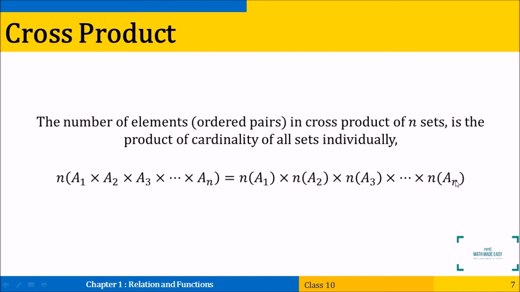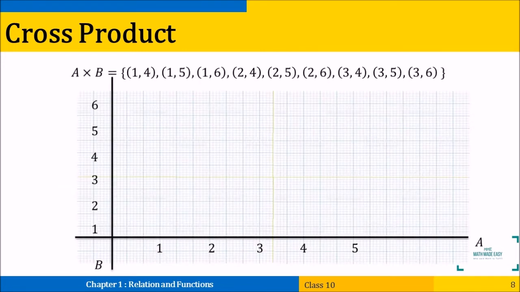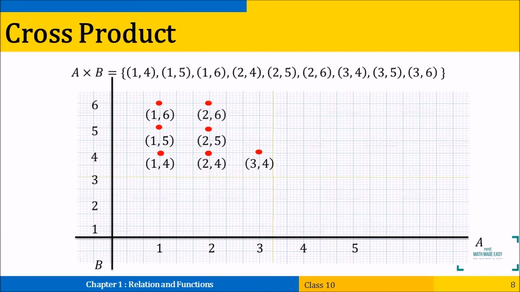So as I was saying, that cross product is going to be the positioning of elements. Let's see what all the positions it's going to take. So we have the set A along the x-axis and the set B along the y-axis with some extensions. The first element is 1, 4, so 1, 4 lies here. 1, 5 lies here, 1, 6 lies here, 2, 4 lies here, 2, 5 lies here, 2, 6 lies here, 3, 4 lies here, 3, 5 lies here, and 3, 6 lies here.